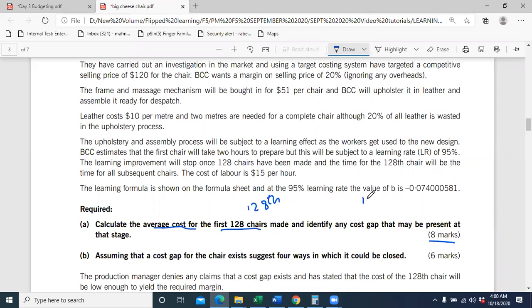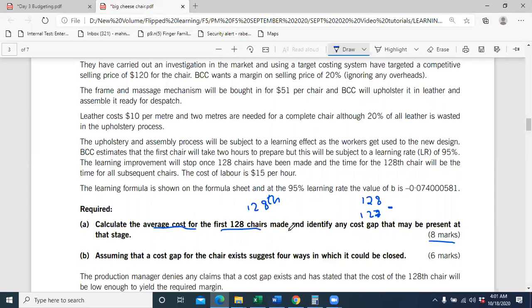If you were supposed to do that, you would be required to calculate the cumulative average time for 128 and 127 chairs, and then the total time for 128 and 127 chairs, and then simply deduct the time for 127 from the total time of 128. That's how you get the time taken for the 128th chair. But here you only need to calculate the average cost for the first 128 chairs, which means you just need to calculate the average time for 128 chairs, right?